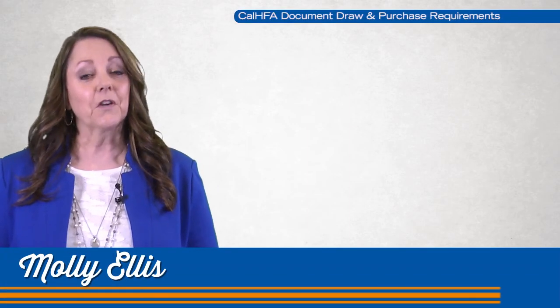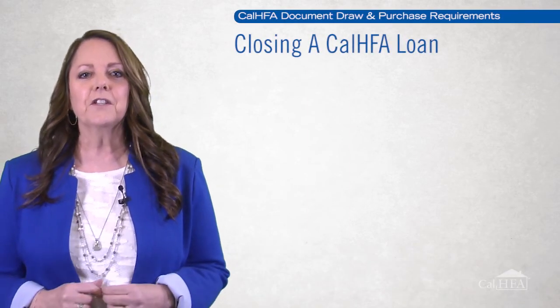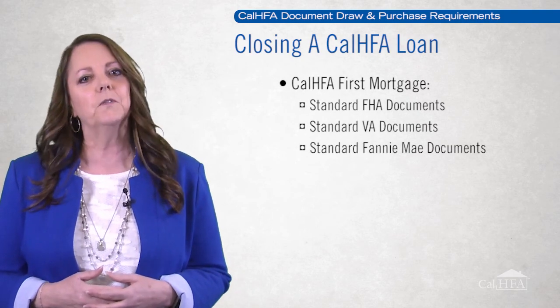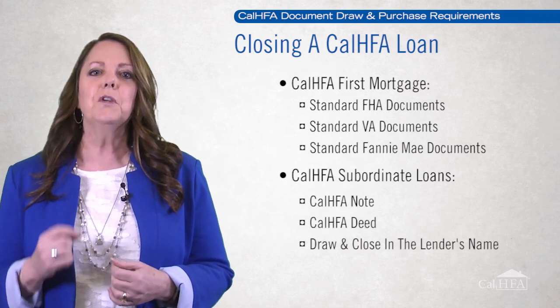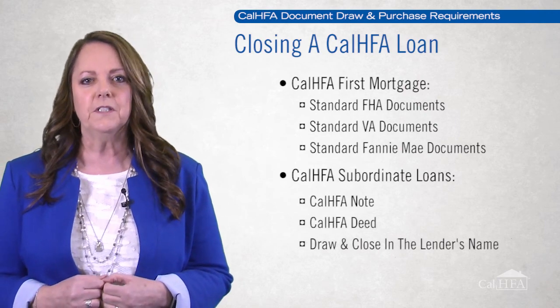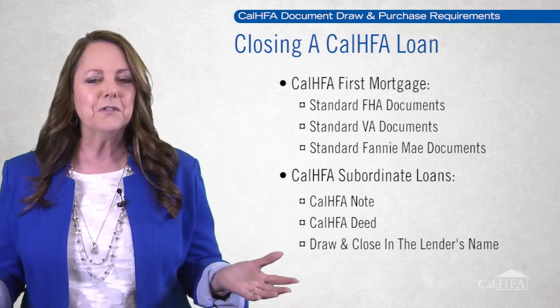Drawing loan docs for CalHFA loans is a little different. The good news is, for the CalHFA First Mortgage, you will use standard FHA, VA, or Fannie Mae loan docs. It's the subordinate loans that you'll need to make sure you use the CalHFA specific note and deed. And remember to draw the docs in the lender's name, just like you do on first mortgages.